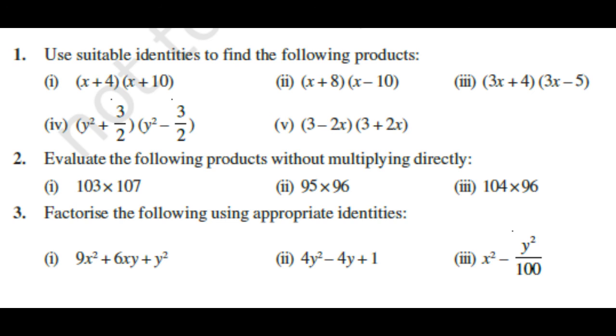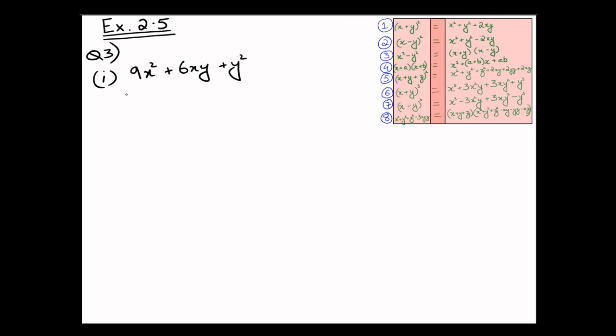Moving on to the third question. Third question is asking us to factorize the following using appropriate identities. And the first part over here is 9x square plus 6xy plus y square. Now this polynomial I can probably rewrite as 3x whole square plus y square plus 2 into 3x into y.